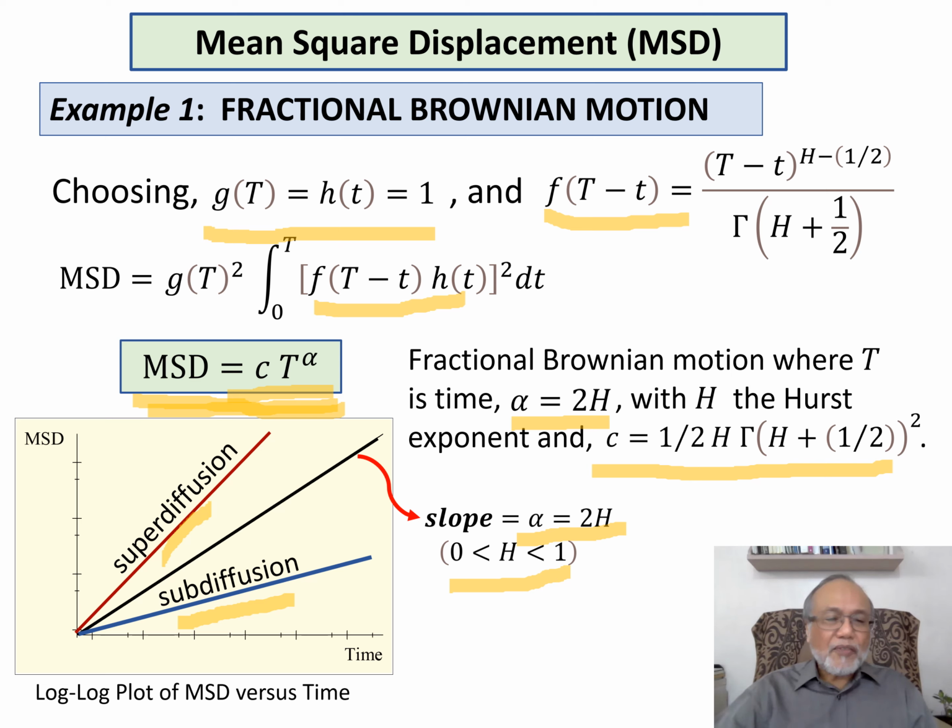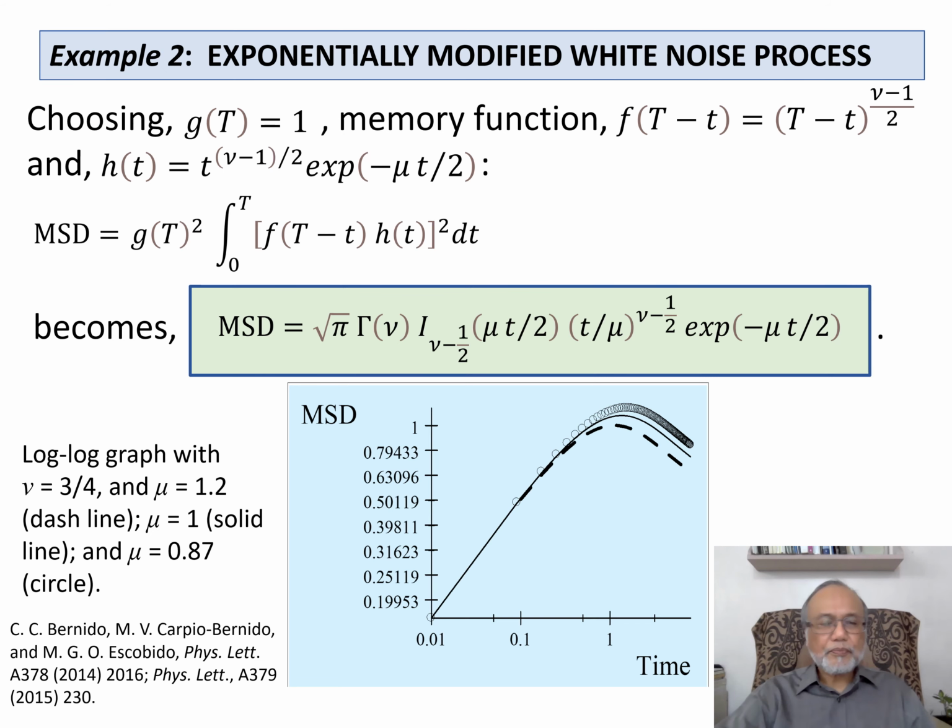But the framework that we have here, because of the freedom that we have in choosing the functions g, the memory function f, and h, we can actually go much beyond fractional Brownian motion. Let's just give one example before we end this lecture. Suppose we choose a combination where g is just equal to 1, a memory function which is given by this, and an h which is t to a certain power times an exponential. And since this combination is integrable, your MSD, looking at the table of integrals, would be given by this.